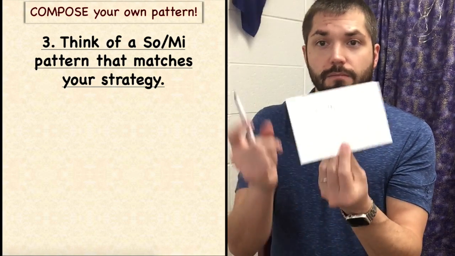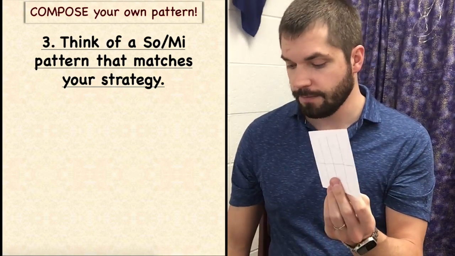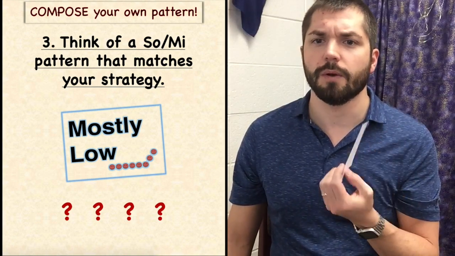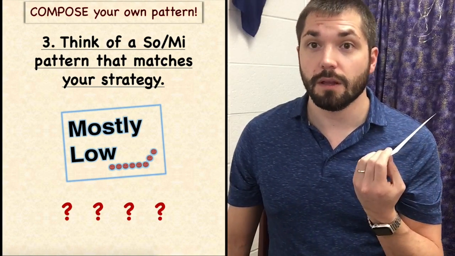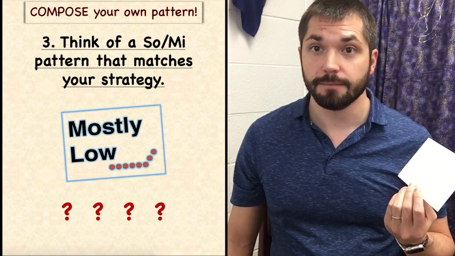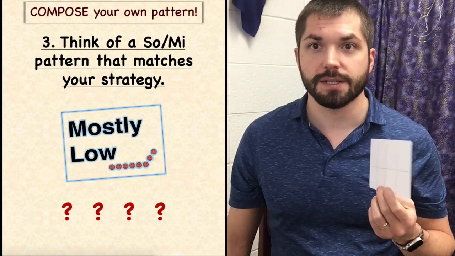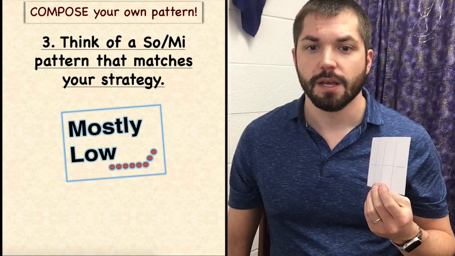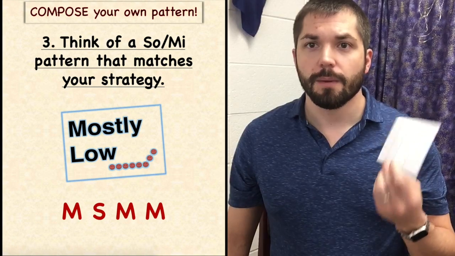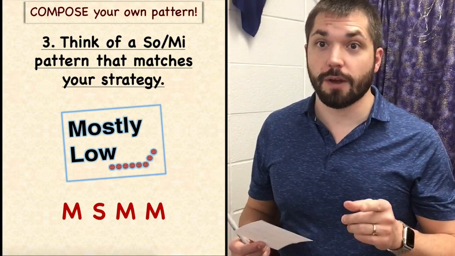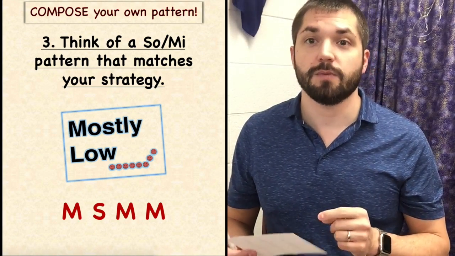So I picked mostly low for my strategy. So I need to think of a pattern that is mostly low using so and me. Well, mostly low would be mostly me. So I'm going to think of one that has 3 me's and only 1 so. How about I'm going to use me, so, me, me. Now you pick whatever matches your strategy that you chose, and let's write that in our boxes.